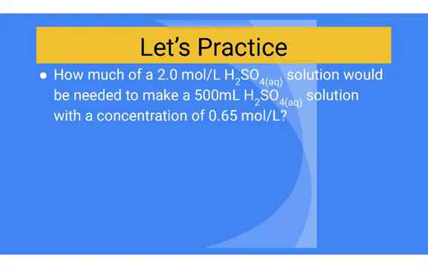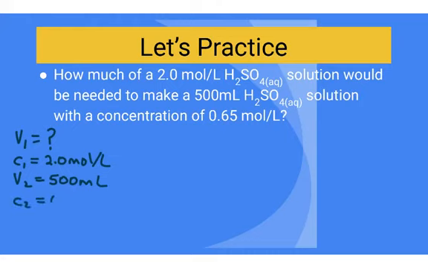So what we're going to do to start is just write down what we know. How much of a 2.0 mole per liter sulfuric acid solution would be needed to make 500 mL of sulfuric acid solution with a concentration of 0.65 moles per liter? So how much is actually V1? What volume of the original solution will I need? The original solution has a 2.0 mole per liter concentration, and I'm going to make 500 mL of new solution with a concentration of 0.65 moles per liter.